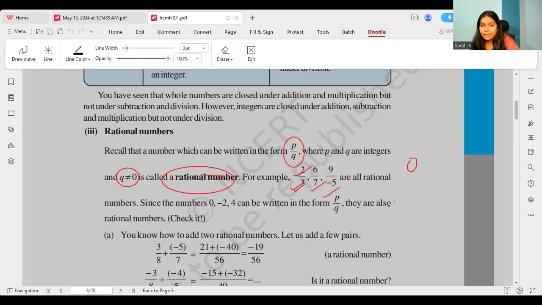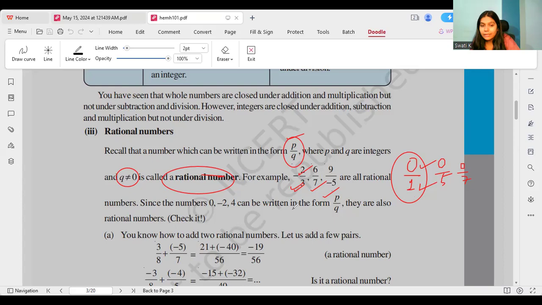In fact, 0 is also a rational number. Why? Because 0 can be written as 0 by 1, 0 by 5, 0 by 7. Still, it will be 0 only. But is it written in the form of P by Q? Yes. Is 0 an integer? Yes. Is 1 an integer? Yes. Is Q not equal to 0? Yes. It is satisfying all the conditions. So that is why they are rational numbers.